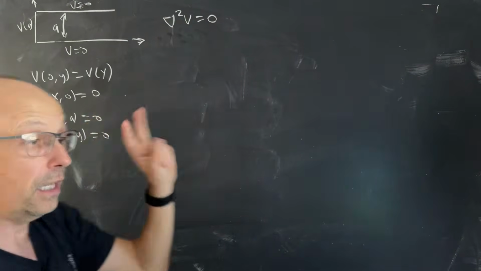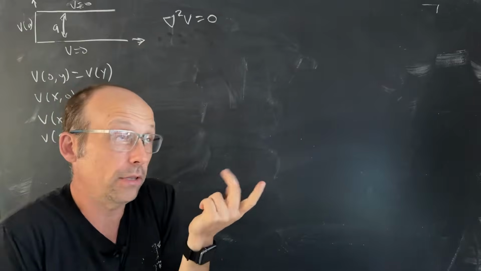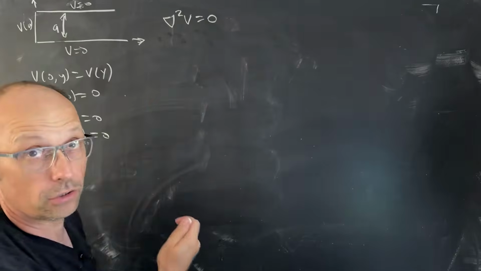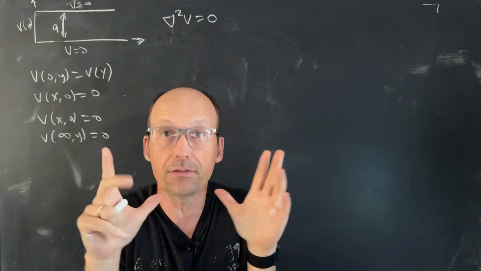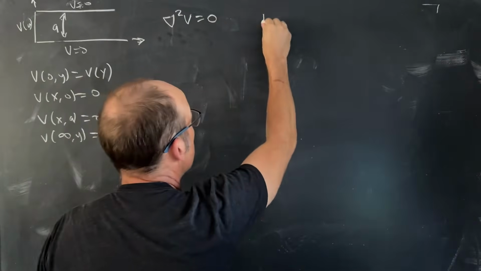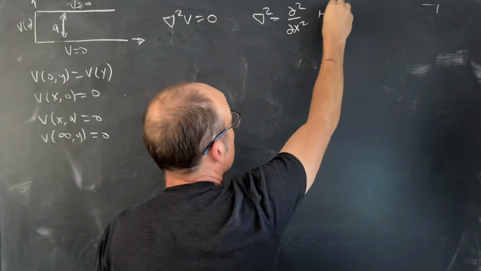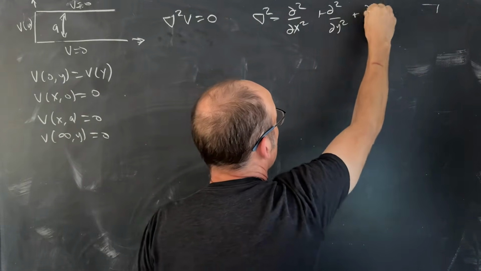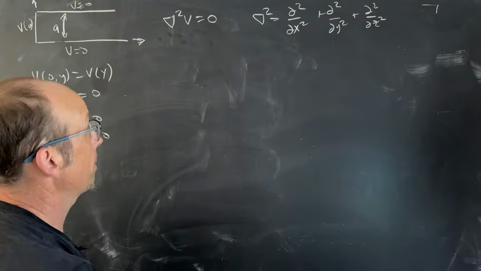Now, this is clearly a 2-dimensional function, right? It depends on both x and y. So how do we do that? Well, first of all, let's write this Laplacian in Cartesian coordinates. This is clearly a Cartesian coordinate system because we're dealing with these square, rectangular things. So in Cartesian coordinates, the Laplacian is the second partial with respect to x plus the second partial with respect to y plus the second partial with respect to z. But we don't have a z coordinate here, so that's not a big deal.